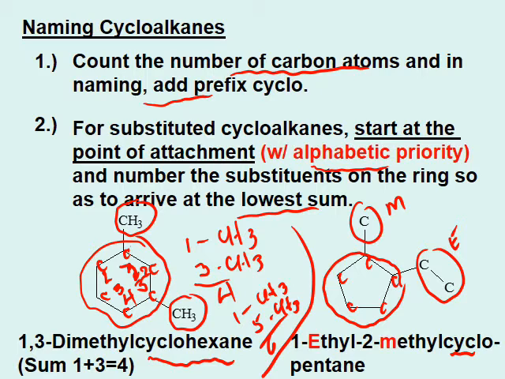So in numbering them, where would I assign one? This one, where ethyl is attached. So my number 2 has to be this. So 1-ethyl, 2-methyl cyclopentane is the name of this cyclic compound.